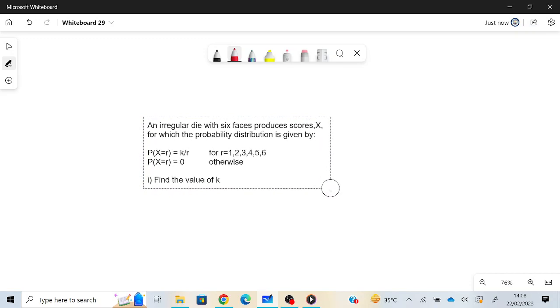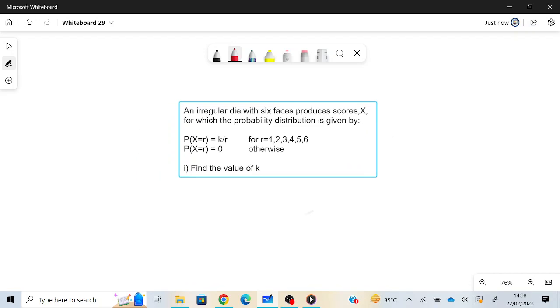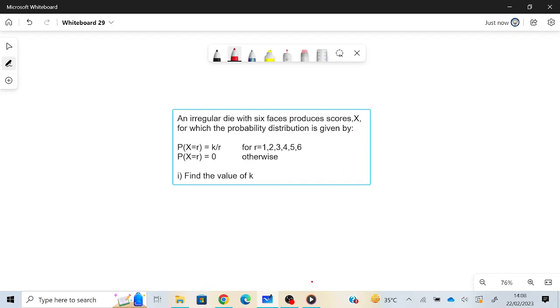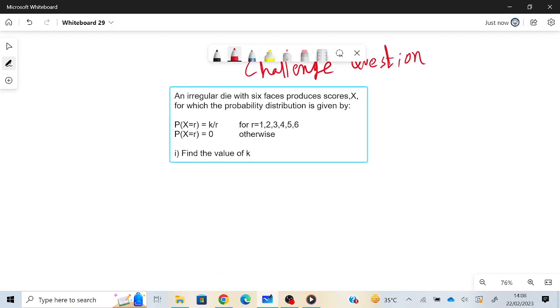And on to the final example for today, and this is a challenge question. So do pause the video and have a go at this by yourself, and then resume the video to see if you are correct or incorrect. If you are incorrect, please take note of your mistake.